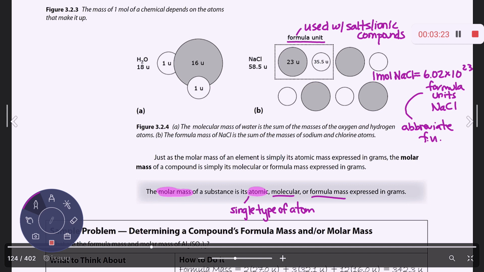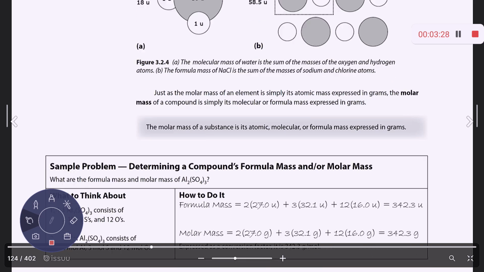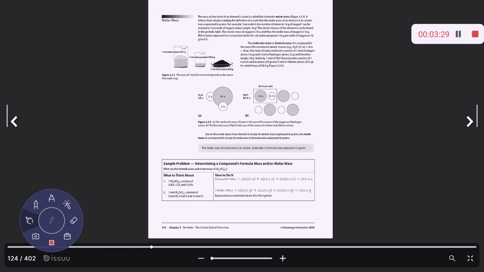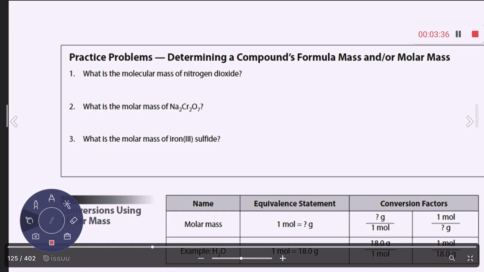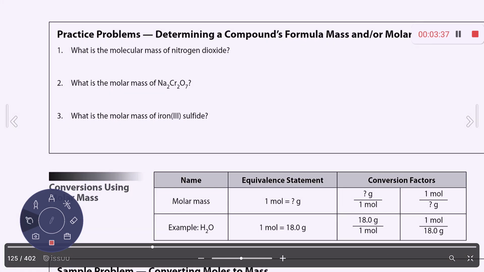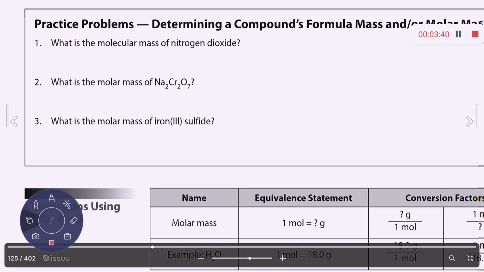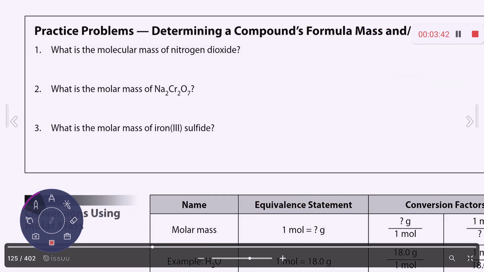All right. Can I go on? Okay. So let's go ahead and practice this. Let's go to the next page. And then let's calculate the molar mass, molecular mass, formula mass, whatever it is, of these different substances.